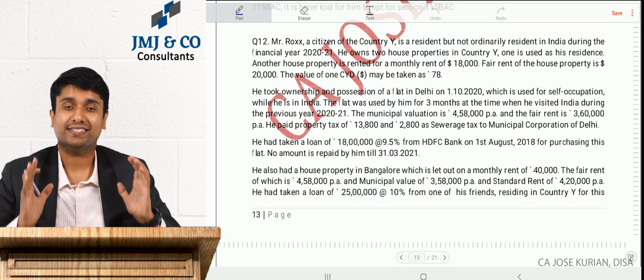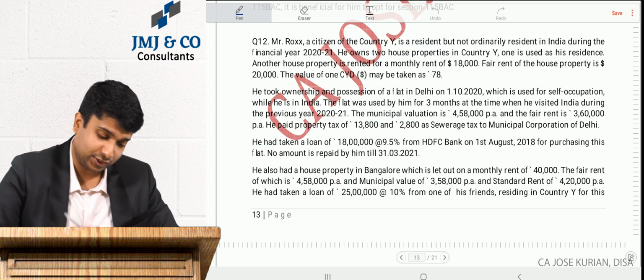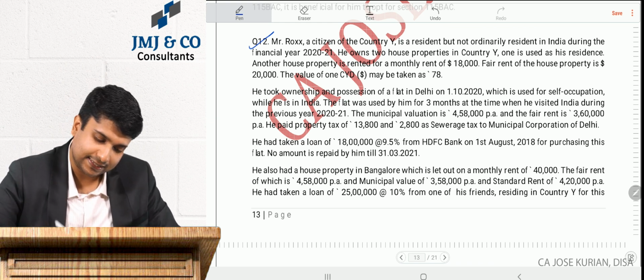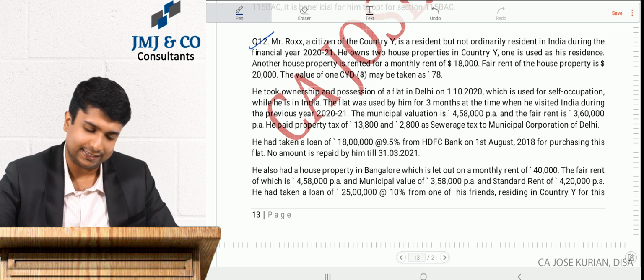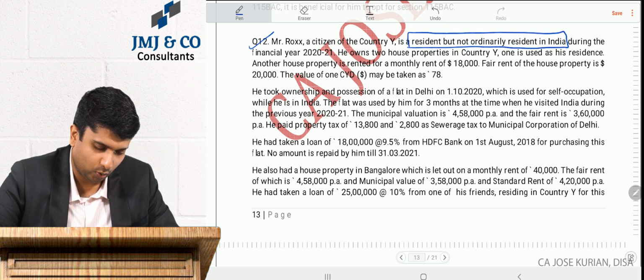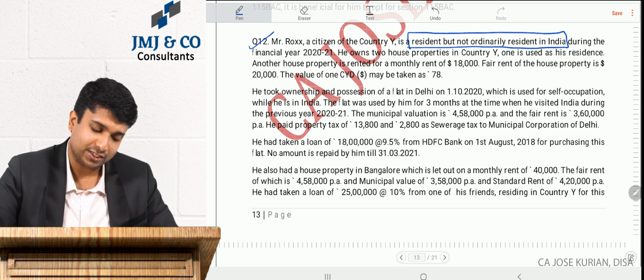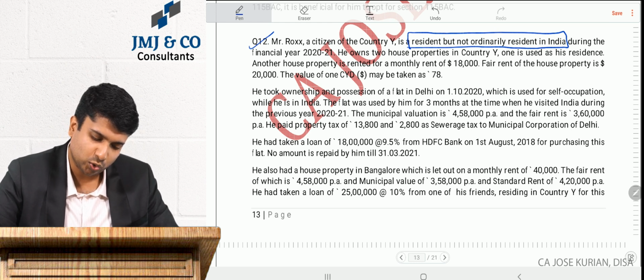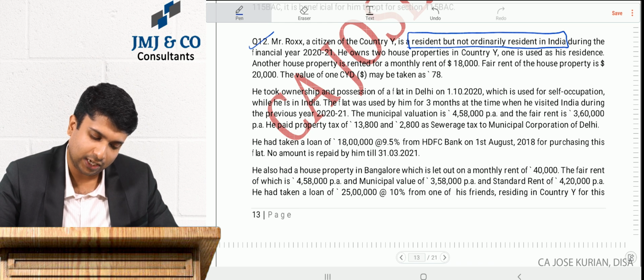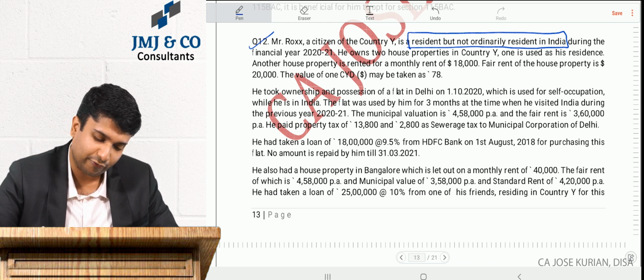So friends, question number 12, that is our next target. So Mr. Rocks, a citizen of country Y, is a resident but not ordinary resident in India. So his residential status is straight away given. He is an RNOR in India during the financial year 2021. He owns 2 house properties in country Y, and one is used as his residence and another house property is rented for a monthly rent of 18,000.